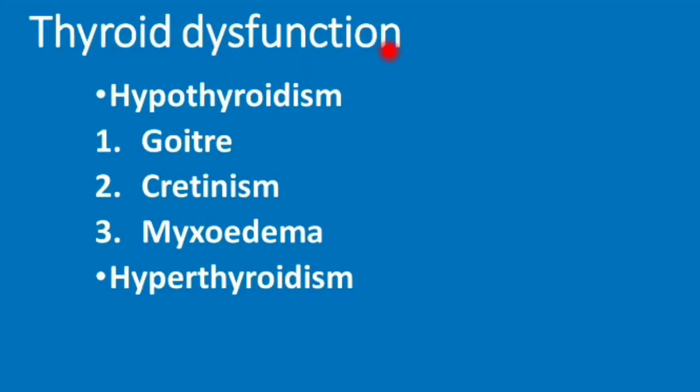Coming to thyroid dysfunction. Dysfunction means improper secretion of thyroid hormones, which leads to the following conditions: one is hypothyroidism, another one is hyperthyroidism. Hypo means a less level of thyroid hormone. Hyperthyroidism means if the hormone is secreted in excess amount. Hypothyroidism leads to the following three conditions: goiter, cretinism, myxoedema. Hyper means increased secretion of hormone.